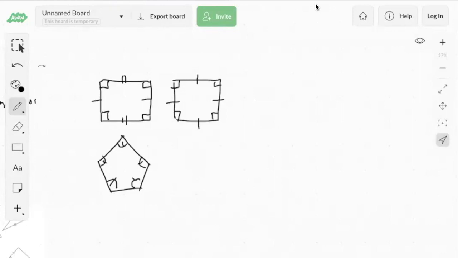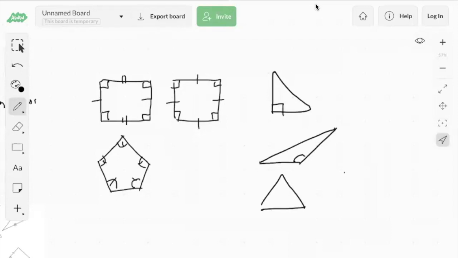Okay, and then kind of leading into what Oleks is going to talk about later, we have to know how to classify triangles. So in terms of angles, there are 3. There is a right triangle. There is an obtuse triangle, where one angle is greater than 90 degrees, and there's an acute triangle, where all the angles of the triangle are less than 90 degrees.